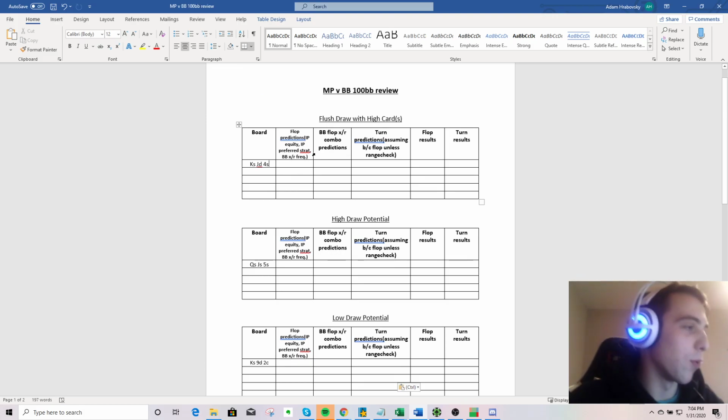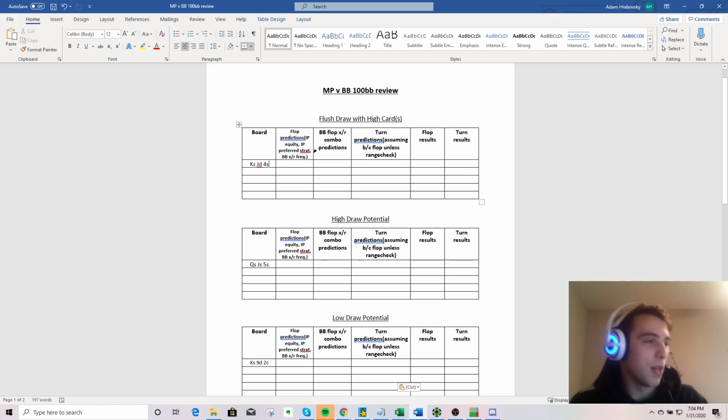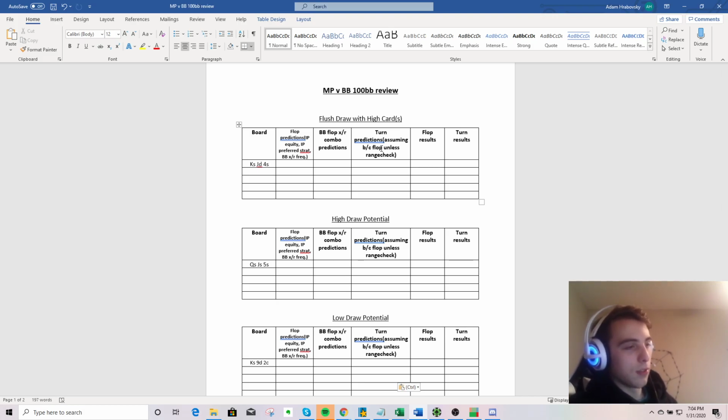And here are the predictions I'm gonna be making before looking at these hands in PIO. We're going to predict the in-position equity, the preferred strategy for in position, and then the big blind's check-raise frequency. Then we're going to predict what combos the big blind is check-raising with, and then our turn predictions, basically what we're doing with each turn card, assuming a bet-call flop, unless the preferred strategy for the board is range check. Then we'll make turn predictions for the board going range check, essentially. And then we have the actual results on the flop and turn for the sim.